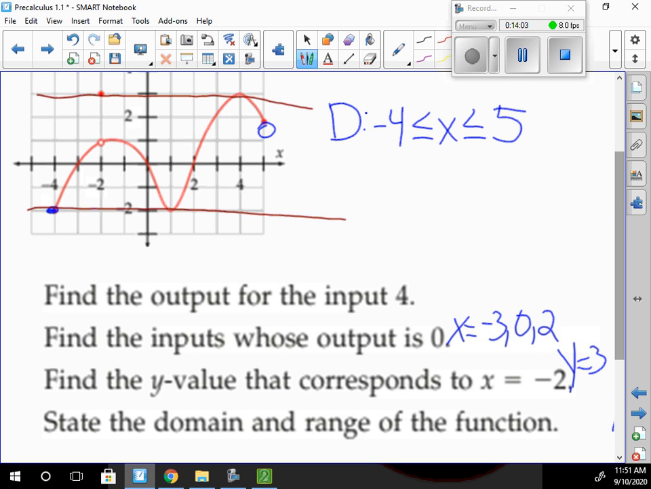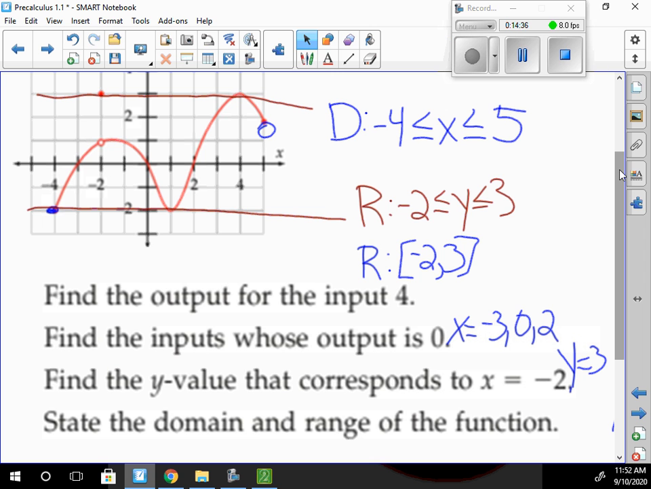So our range goes from -2 less than or equal to y less than or equal to 3. That's our domain and range. I could do my range the same way that I did the other notation for it. Bracket, because it's less than or equal to, and a solid dot. -2, comma, 3, bracket. And that's it.